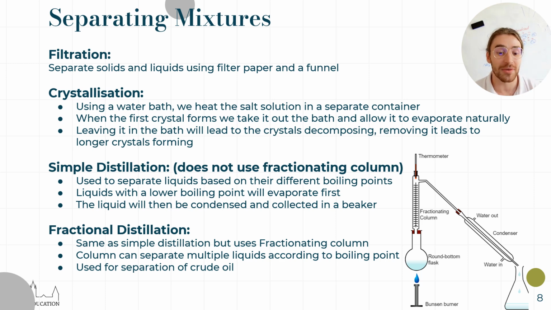And then we have simple distillation. So this is, as I explained earlier, separating based on the boiling point, but without a fractional column, without those glass beads, but it's still going to condense in the condensation tube once it evaporates, and then it's going to be collected. But with the fractional distillation, we use this fractioning column over here, and what this is going to do is separate multiple liquids according to their boiling points. This is used mainly in crude oil, which we'll get to later.